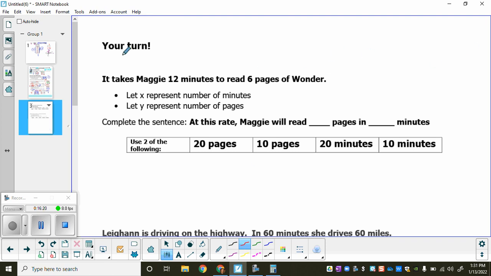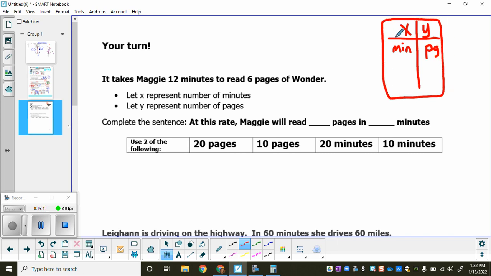This would be for page 13. It says we've got X represents the number of minutes. So in a table, I've got X and Y. X is the minutes, so you'll put that here. Y would be pages, so that's going to be on this column. So we're getting our table set up here, and I just wanted you to see it with the words or with just X and Y.